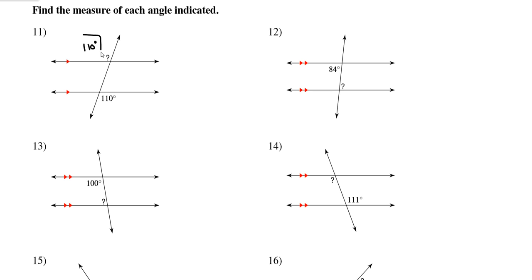Unless they are same side interior or same side exterior, they're going to be congruent. So this one, these are alternate interior, so they are congruent. So this is also 84 degrees.